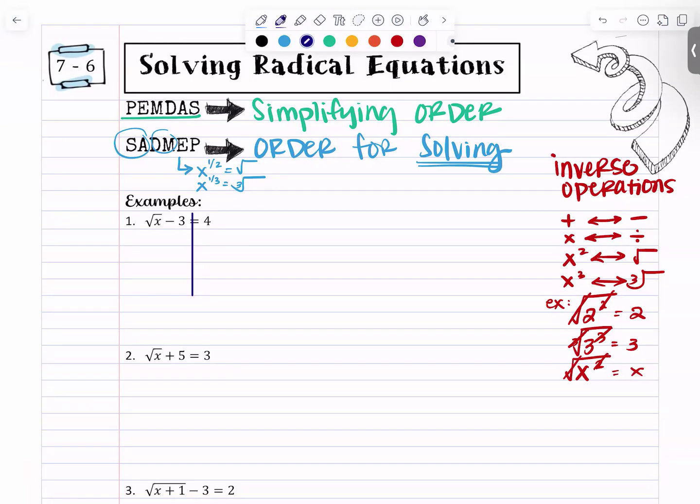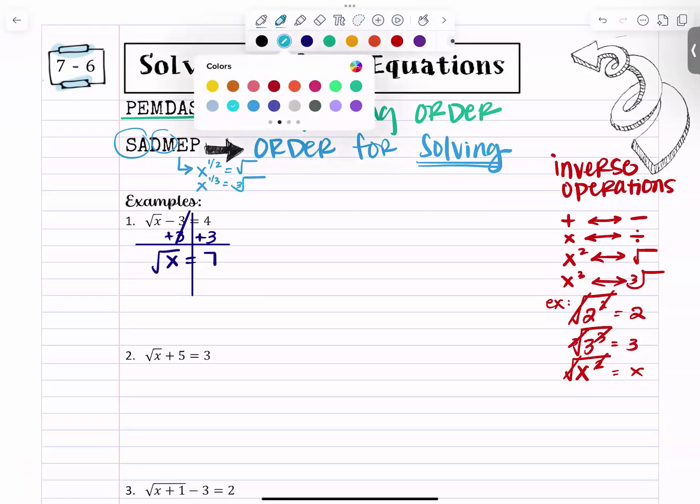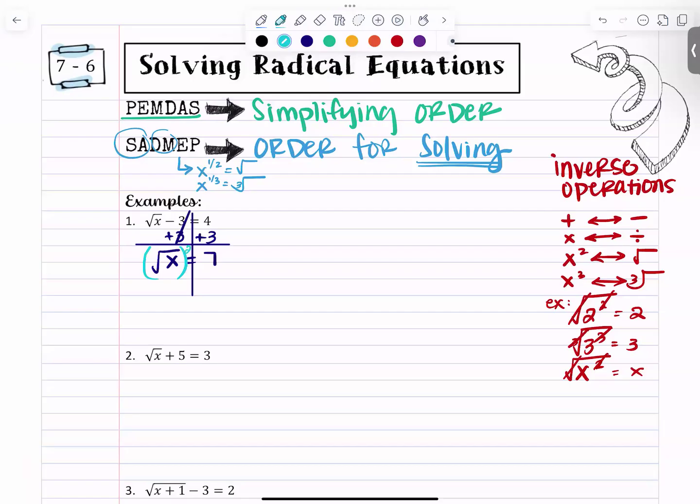So add or subtract happens first. So you have to get rid of this 3. You can't get rid of the square root part until that's all that's on that side. So the 3 is gone, and you have the square root of x is equal to 7. Okay, so now you're going to get rid of that root. So the opposite of a square root is to square. Squaring and square root cancel each other out. So x would be equal to 49. Remember, 7 squared is not 7 times 2. It's 7 times 7, which is 49.